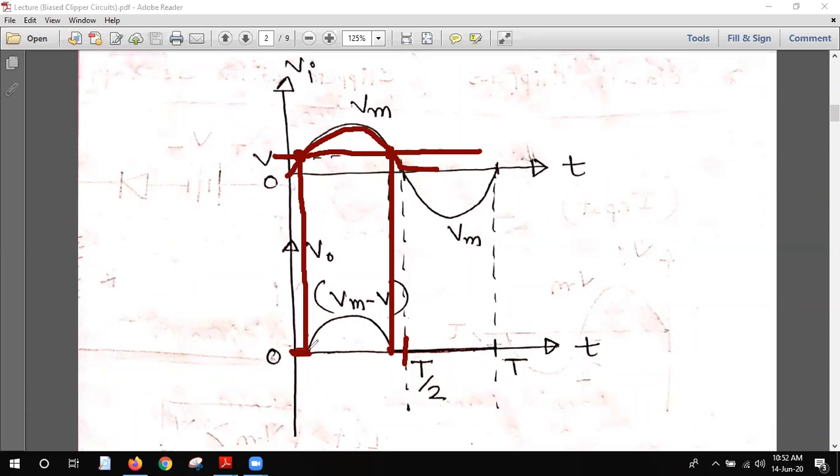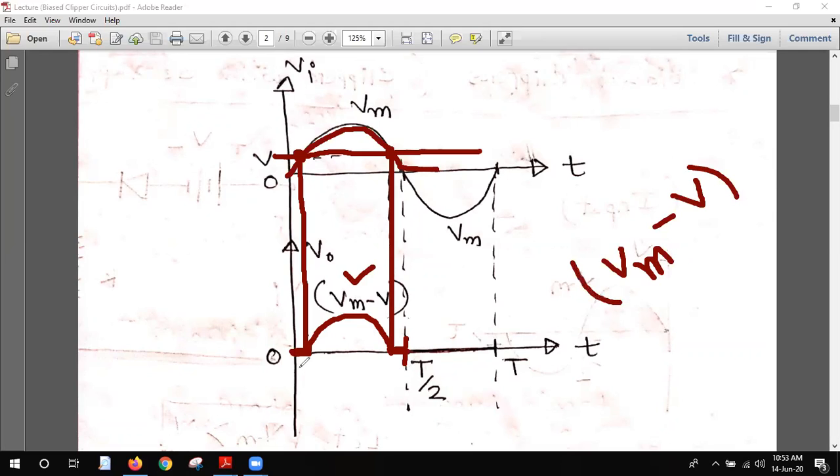Okay, there is no output, but when vi is greater than v, it is forward biased. Forward biased means whatever you give in the input will appear in the output. So we are getting the output, and we can draw the sinusoidal diagram. But the important thing is that the peak value will not be vm anymore, because from the calculation we got vm minus v.